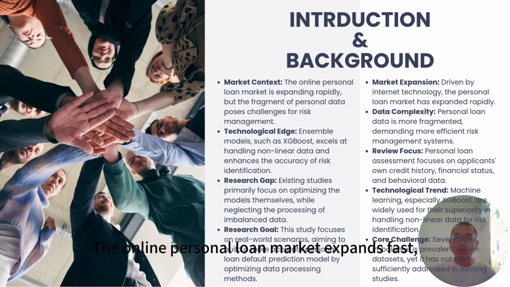The online personal loan market expands fast, while scattered personal credit data brings low risk control challenges. XGBoost and other ensemble models work well for risk prediction, yet most prior studies overlook the universal class imbalance problem in loan datasets. To fill this gap, my study optimized data pre-processing methods to construct an accurate personal loan default prediction model based on real banking data.